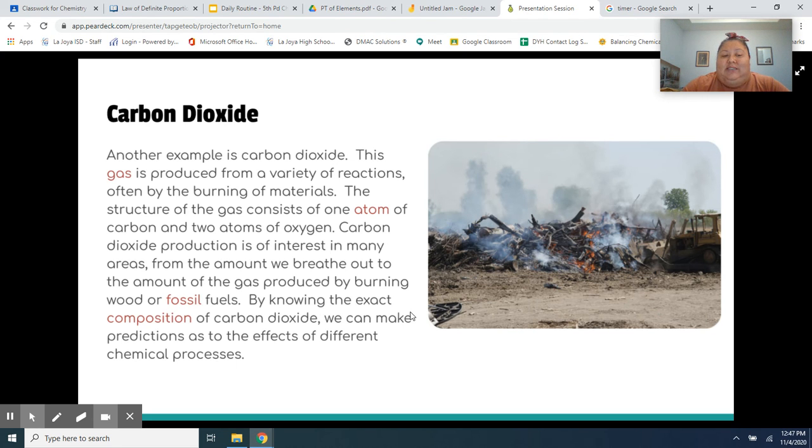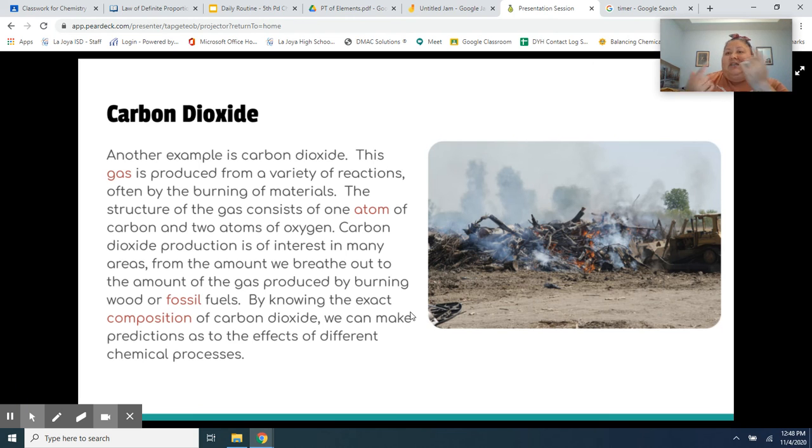By knowing the exact composition of carbon dioxide, okay? So they're talking about the correct formula for carbon dioxide. If you know the correct formula for carbon dioxide, you can make predictions as to the effects of different chemical processes. So, what does that mean? That just means if you have the correct formula and you're using carbon dioxide in a reaction, you can predict what will get produced. Okay?